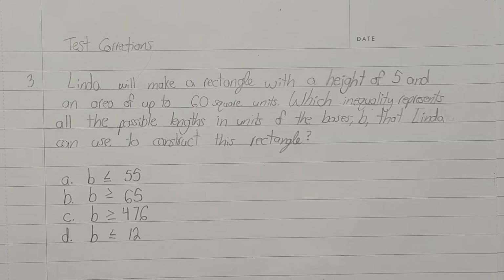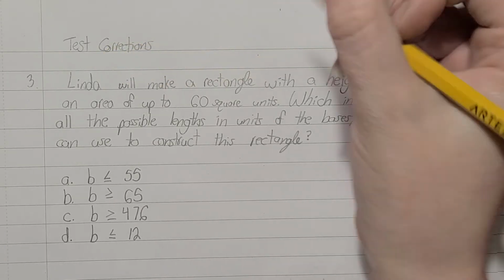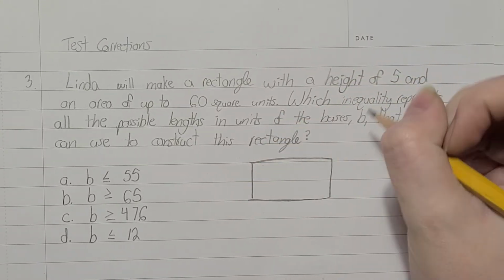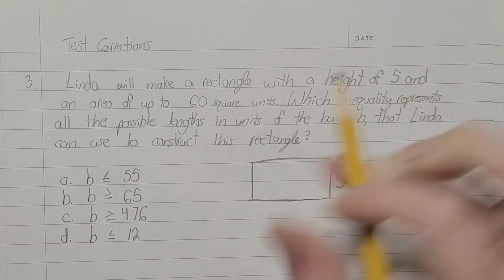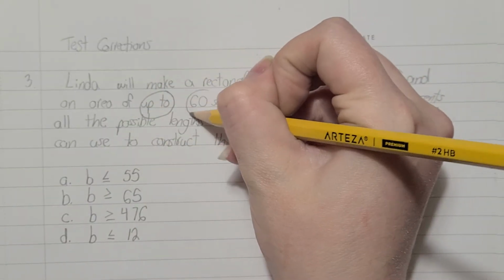All right, on your test, you had a question similar to this one, and we'll solve it the same way, but with different numbers. So yours, mine says Linda will make a rectangle with a height of 5. So I'm going to have a rectangle with a height of 5 and an area of up to 60 square units.